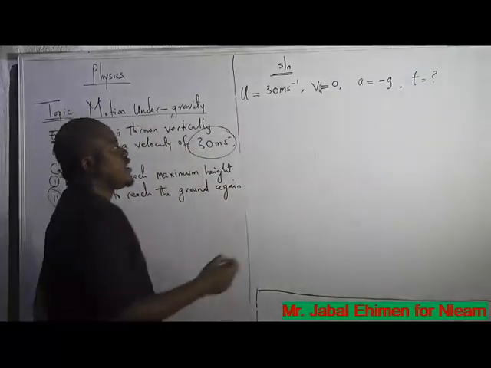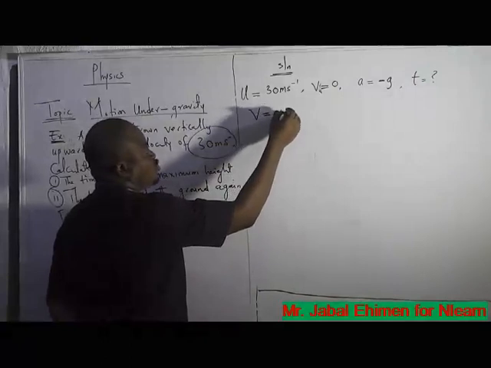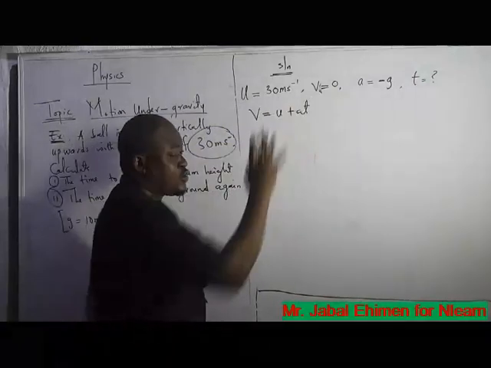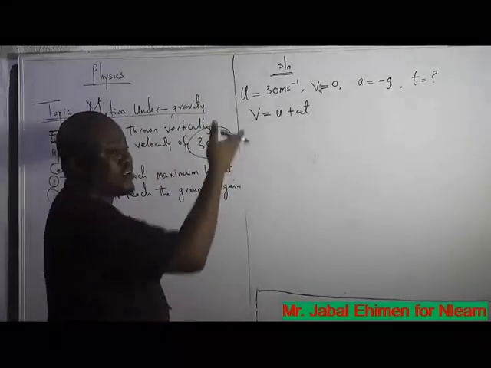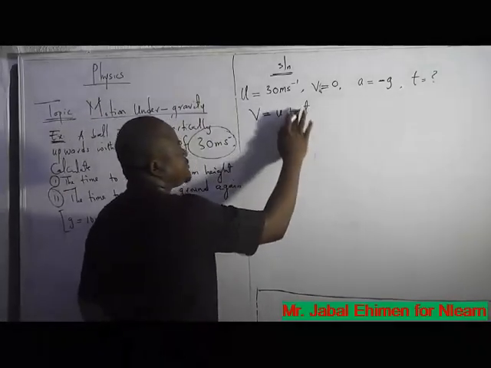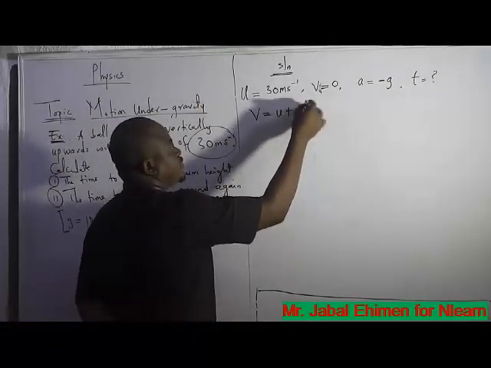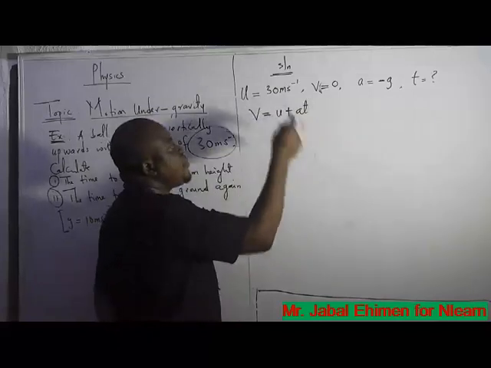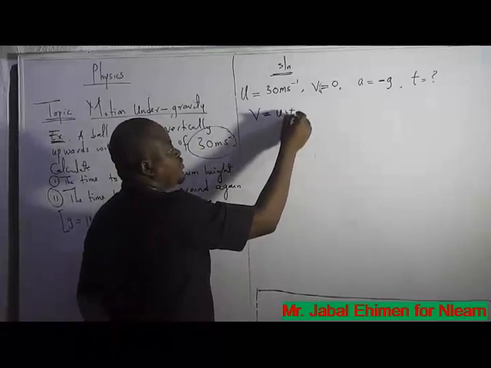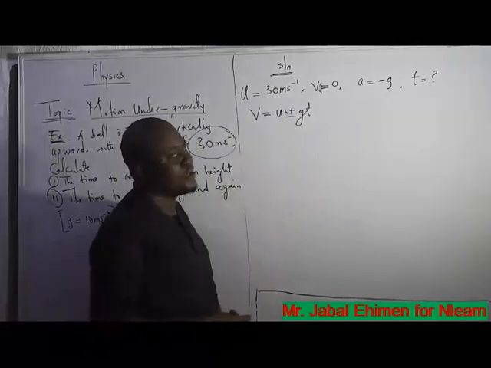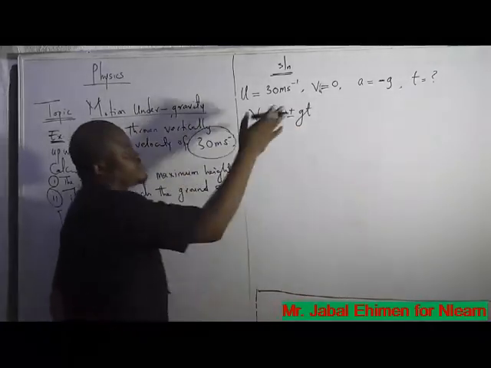So for the time, we can use which of these equations? We can have V is equal to U plus AT. If you look at the three equations that were given in the equation of motion under gravity, you will discover that you have V equals U plus AT. This is the original equation. But because it's under gravity, it becomes U plus or minus GT. So from here, this equation satisfies all of this. So let's start replacing them.